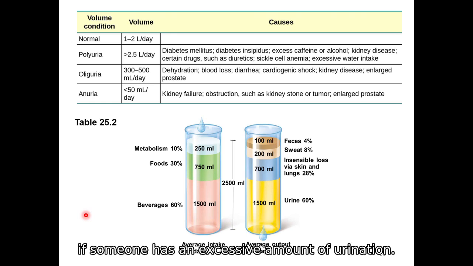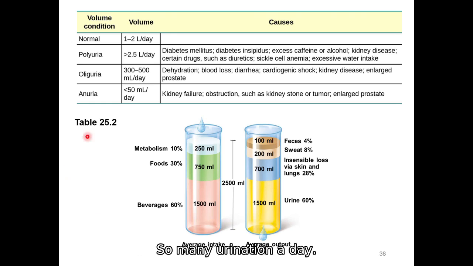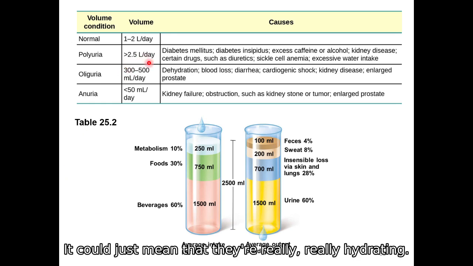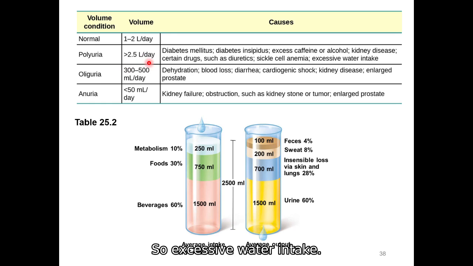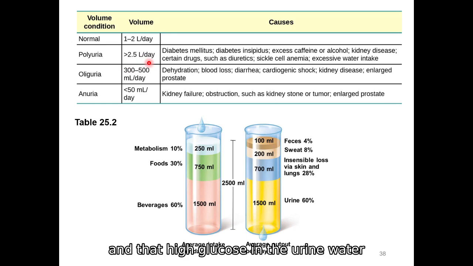If someone has an excessive amount of urination, so poly means many, uria means urination, so many urinations a day, so that would be more than 2.5 liters a day. It could just mean that they're really, really hydrating, so excessive water intake, or it could be something pathological, like when someone has diabetes mellitus, and because of that high glucose in the urine, water also follows.